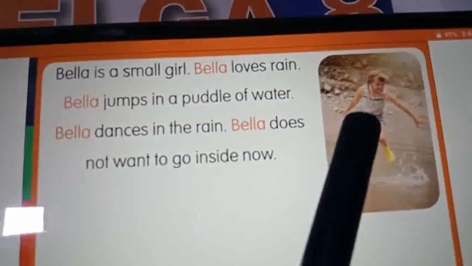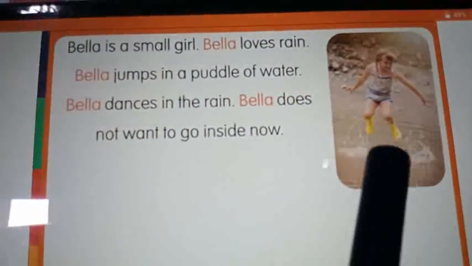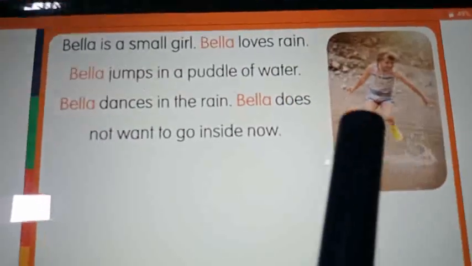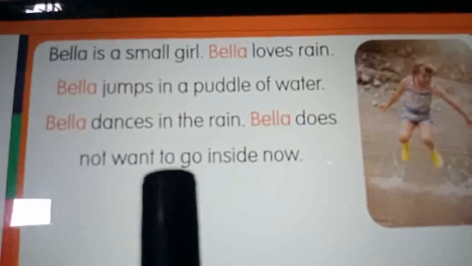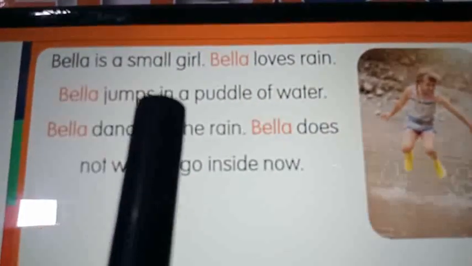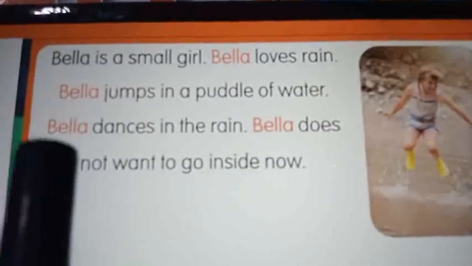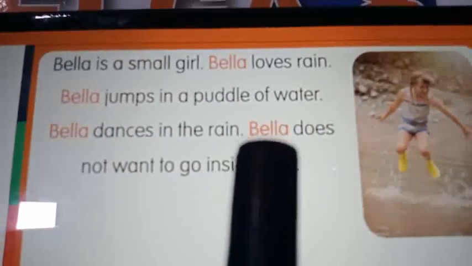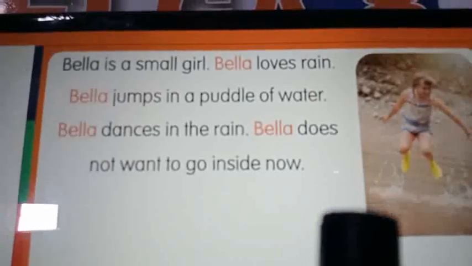This is Bella. Bella is a small girl. Bella loves rain. Bella jumps in a puddle of water. Bella dances in the rain. Bella does not want to go inside now. Did you listen to this page? Yes, once again. Bella is a small girl. Bella loves rain. Bella jumps in the puddle of water. Bella dances in the rain. Bella does not want to go inside now.